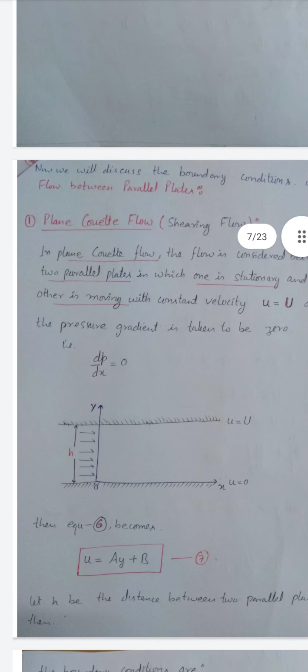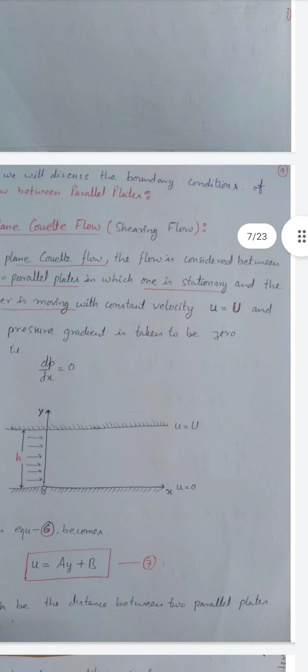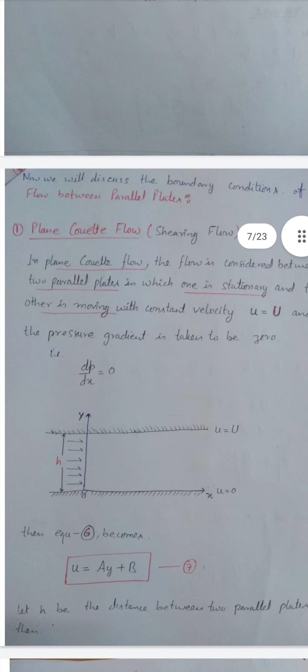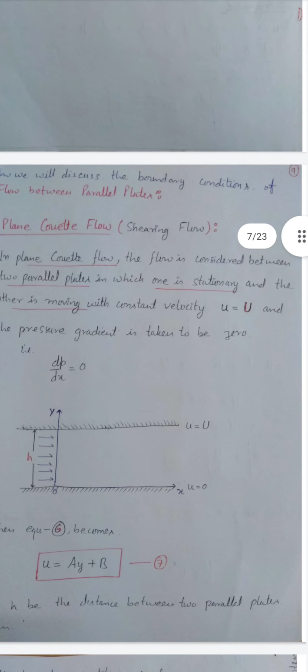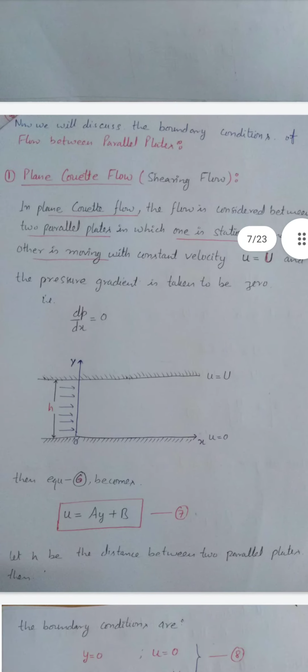Right? And what do we do for boundary conditions now? Now we are taking here plane Couette flow. From here we will get the boundary conditions. In plane Couette flow, the flow is considered between two parallel plates in which one is stationary and the other is moving with constant velocity capital U. And students, in plane Couette flow, the pressure gradient we have to take 0.